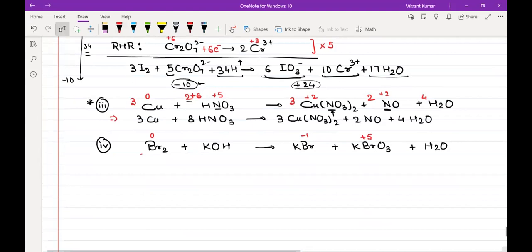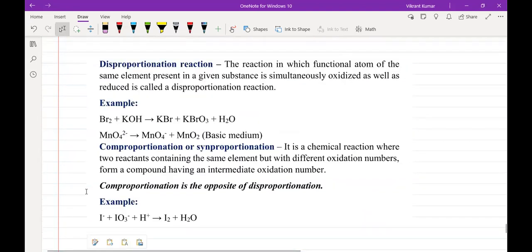I'll just write the definition and then we'll see the balancing. And opposite to disproportionation is called comproportionation. So the fifth example is an example of a comproportionation reaction. I'll just write it and then we'll start solving it.